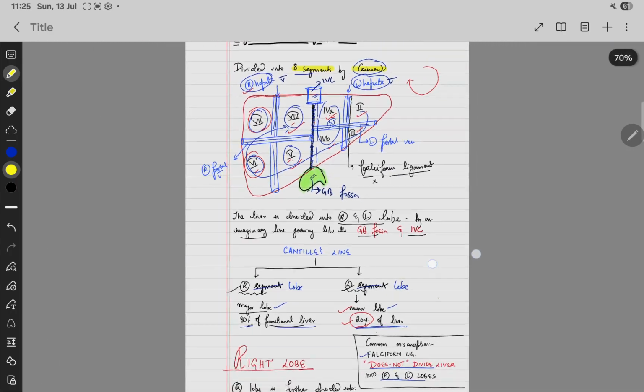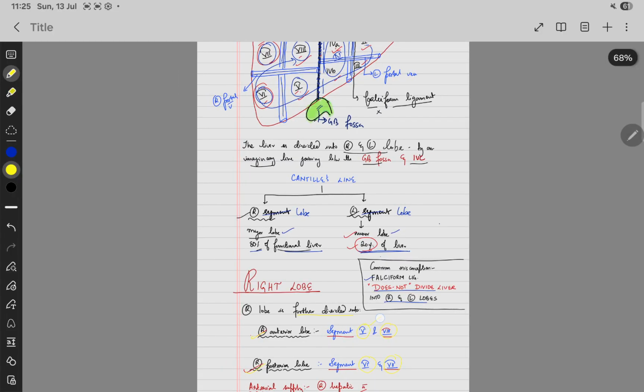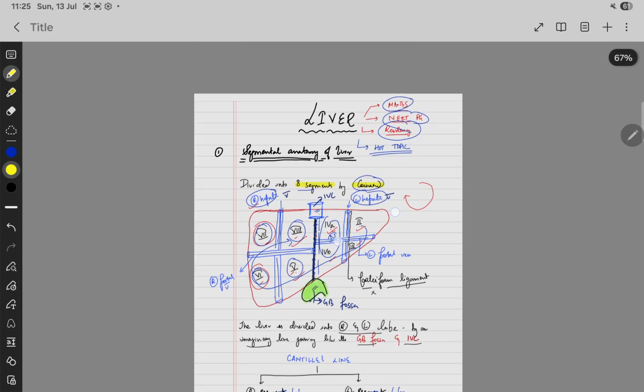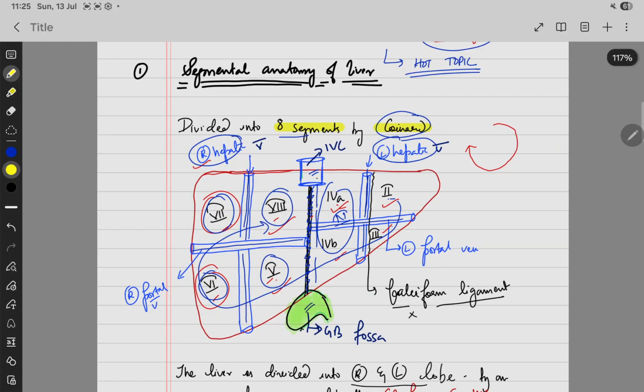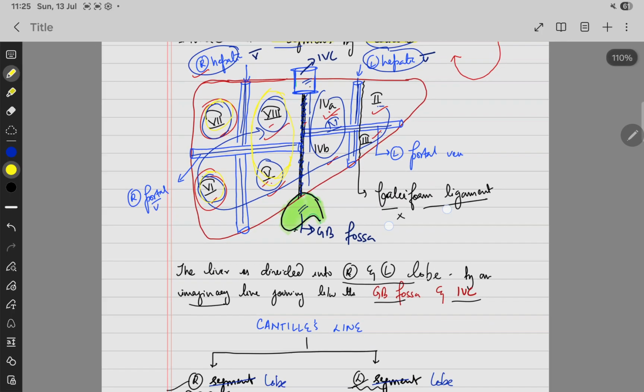The right anterior lobe, as we said, is made by segment 5 and segment 8. So segment 5 and segment 8 form the right anterior lobe of the liver, while the right posterior lobe of the liver is formed by segment 6 and segment 7.